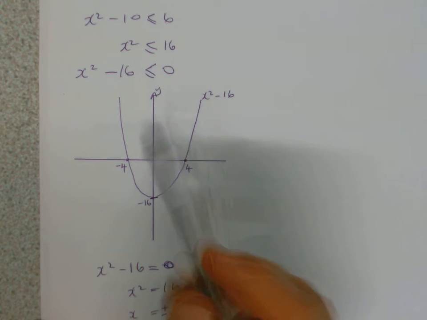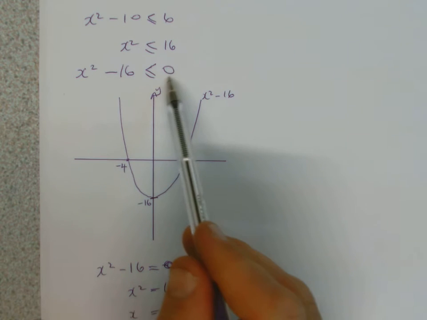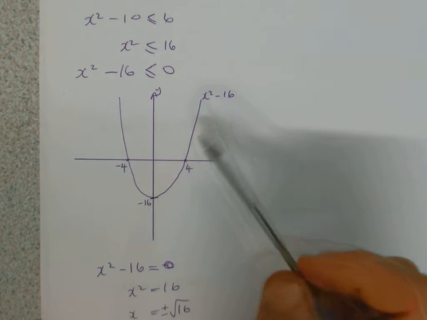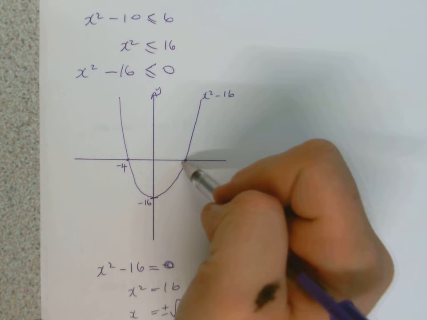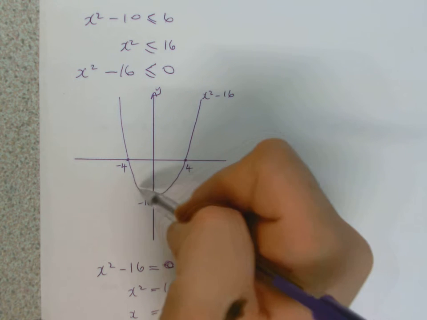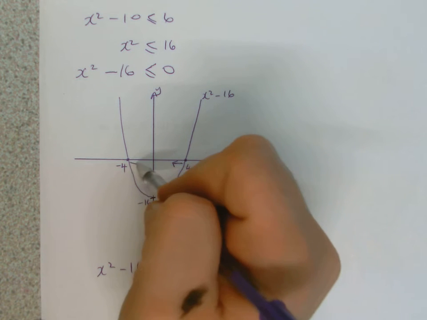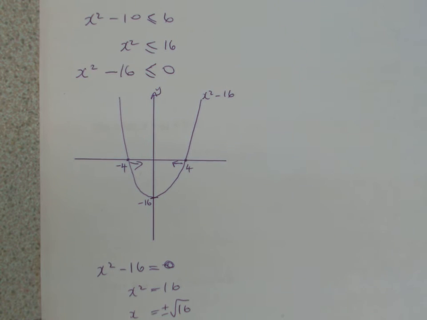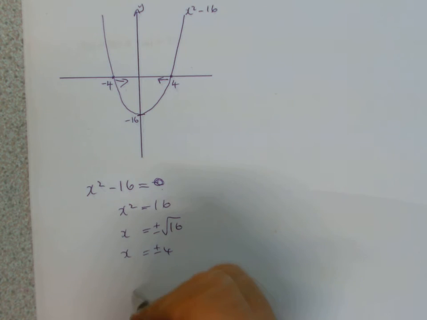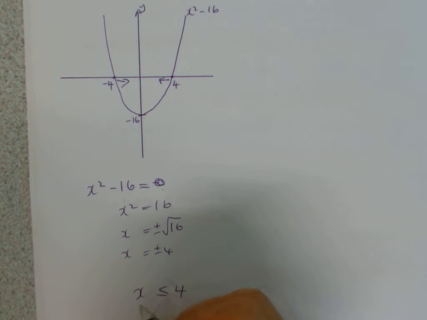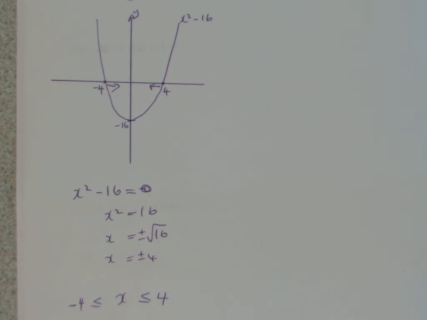Now remember what we want. We want this inequality to be less than or equal to 0. So you need to ask yourself, what part of the graph am I interested in? Well, we're obviously interested in this part of the graph, this bit here, because this is where we have negative, and these x values here provide the negative part where it's less than 0. So we can say those x values are going to be x is less than or equal to 4, and greater than or equal to minus 4. So we've actually solved that bit.